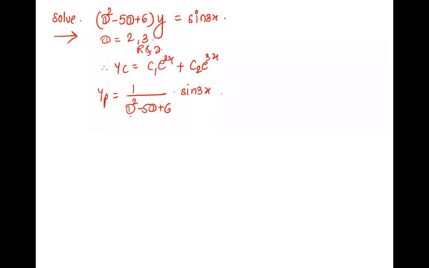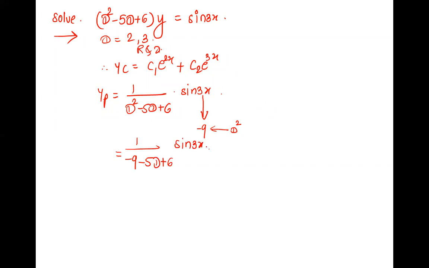Then we have to substitute that d square by something. That something is found by finding out a. What is a here? 3. Good. Square it first. 9. And then give a negative sign. Minus 9. And replace this at d square, only at d square. So d square is replaced by minus 9. The remaining part is as it is, into sine 3x.